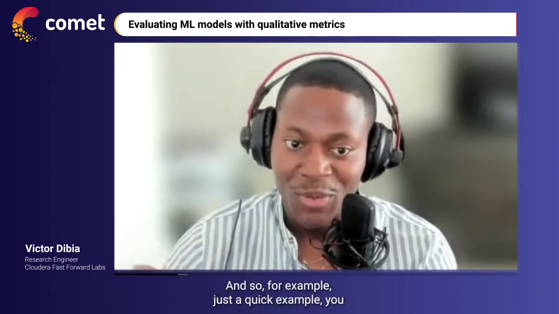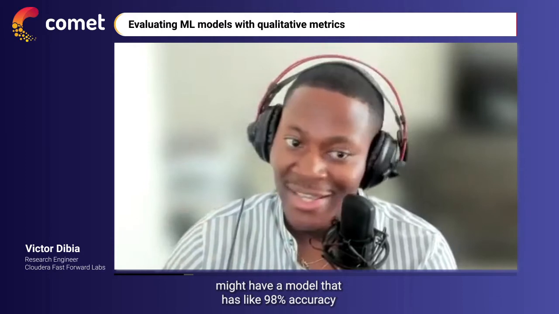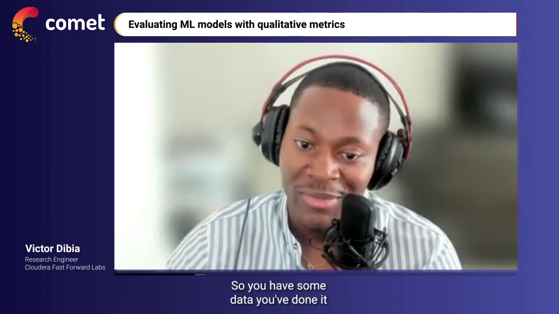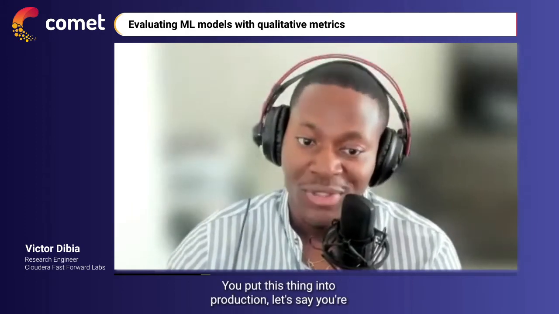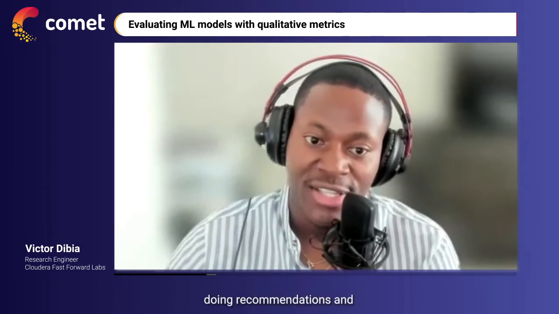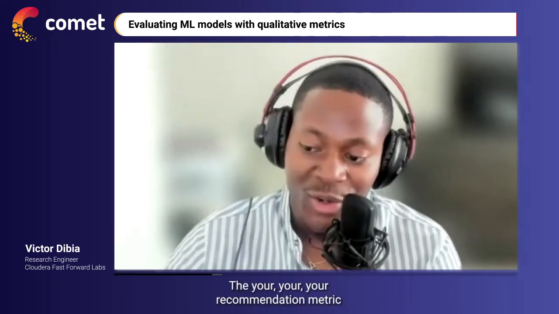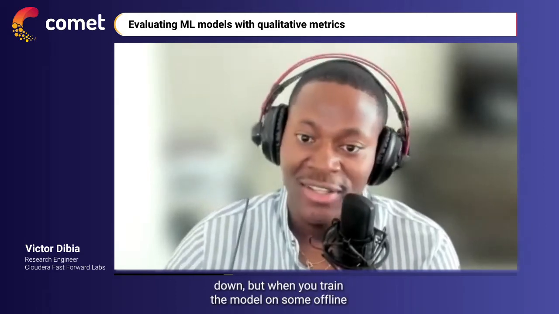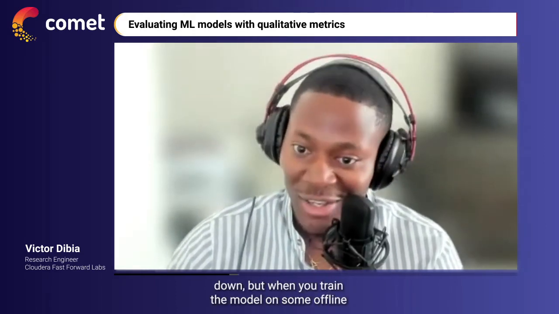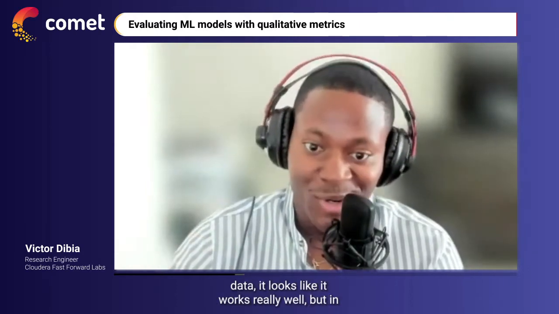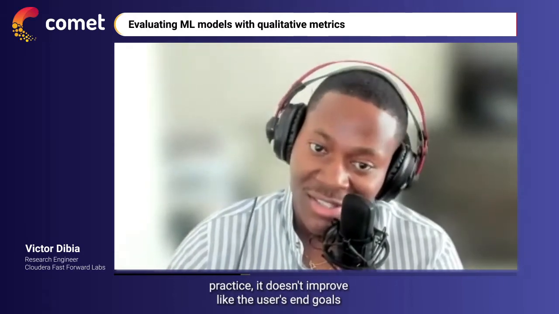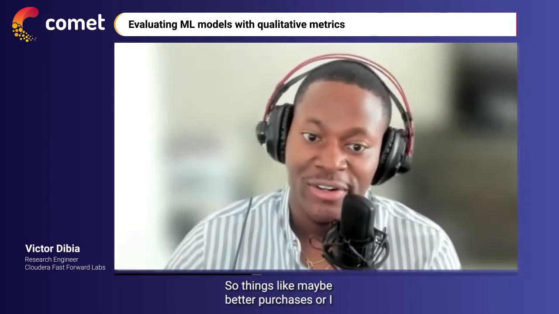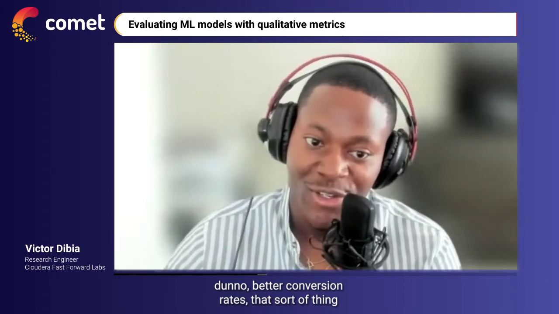For example, just a quick example, you might have a model that has 98% accuracy when you are evaluating it in some offline setting. So you have some data, you've trained it, it works really well. You put this thing into production. Let's say you're doing recommendations, and your recommendation metric, let's say things like purchases, actually goes down. When you train the model on some offline data, it looks like it works really well, but in practice, it doesn't improve the user's end goals. So things like maybe better purchases or better conversion rates, that sort of thing.